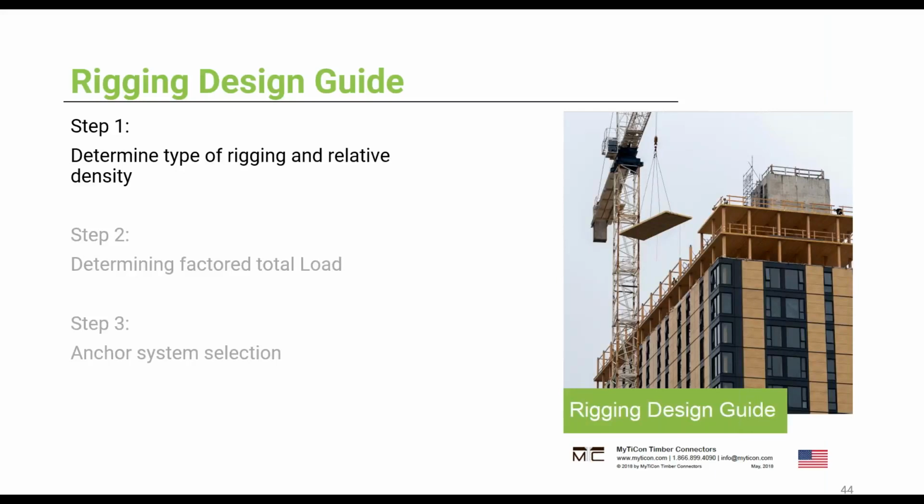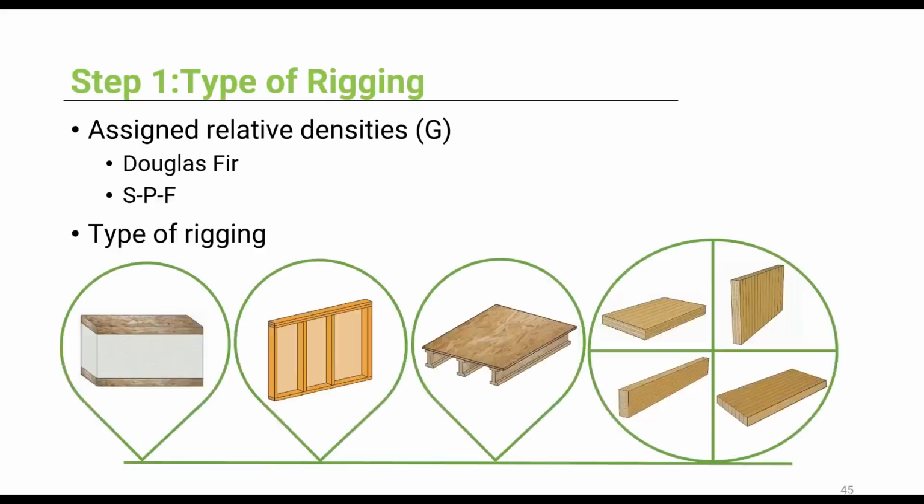The first step is to identify the type of element that you're lifting. And that will be noting the wood species and relative densities. So if it's Douglas fir or an SBF panel. As mentioned before, these are the 7 main scenarios that we have lifting solutions for. The guide for the first 3 cases is still in development, but it'll be available early next year.